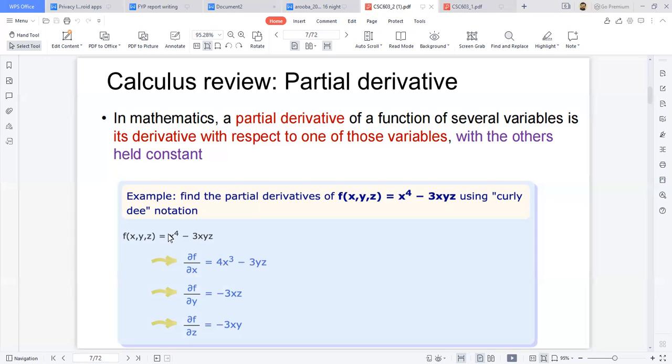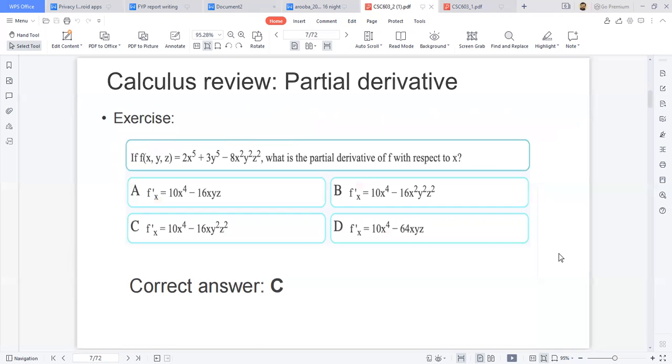And the same for y: because the first term has no y, it will be removed. Then minus 3xz, because y will become 1. Same with z: there is no z in the first term, so this will be 0. Minus 3xy, and z will become 1. So minus 3xy. Done.